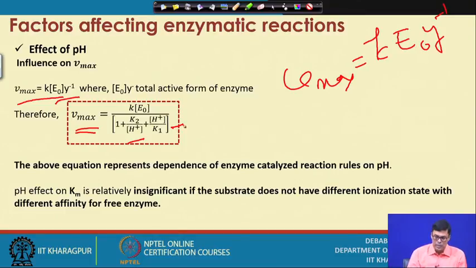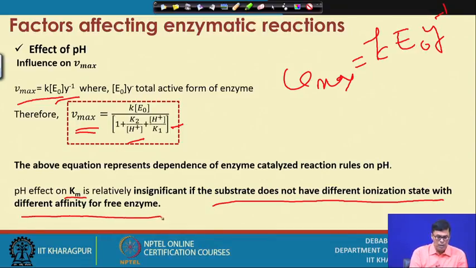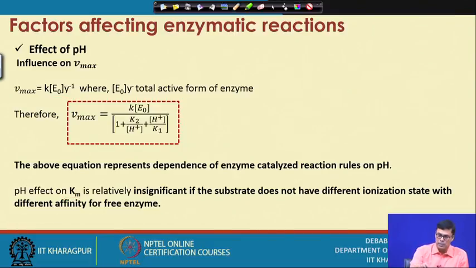But now the question comes, in the enzymatic reaction there is another constant called Km. What does Km signify? It signifies the affinity of enzymes towards the substrate, or substrate affinity towards the enzyme. Now, if the substrate doesn't have different ionization strength, and the states with different affinity of the free enzyme, then we can assume Km is constant, insignificant. So this is how we can explain the effect of pH on the enzymatic reaction.